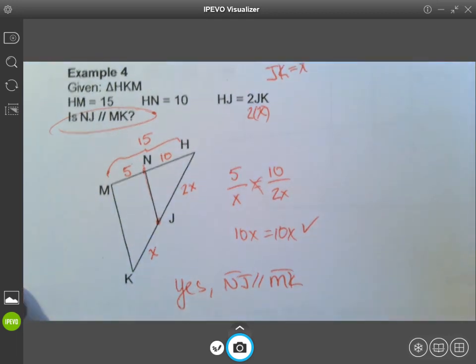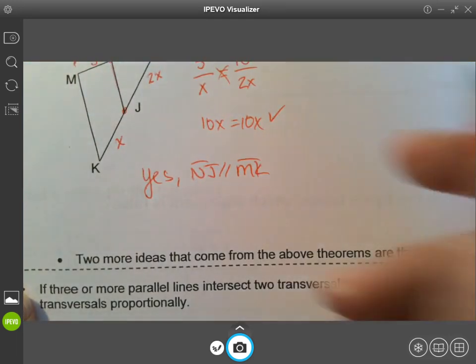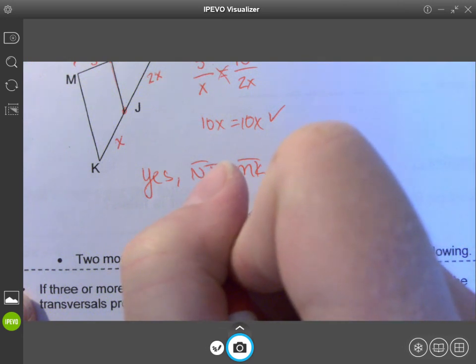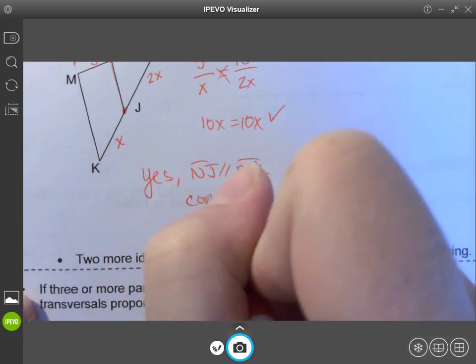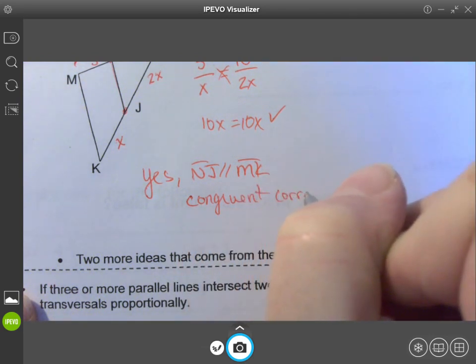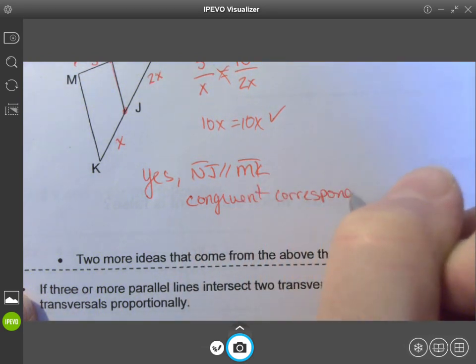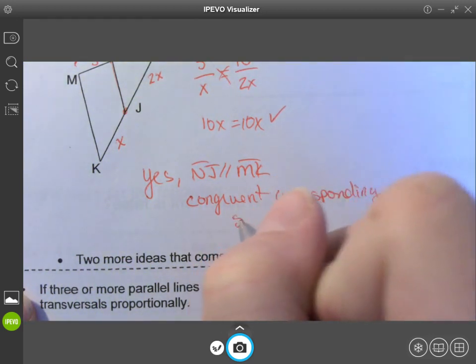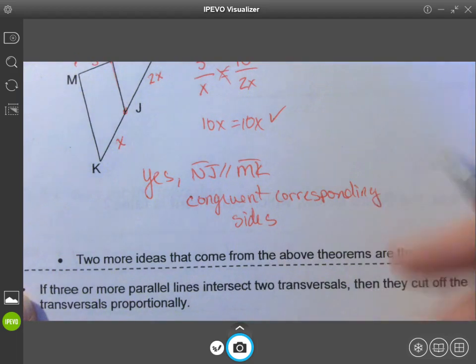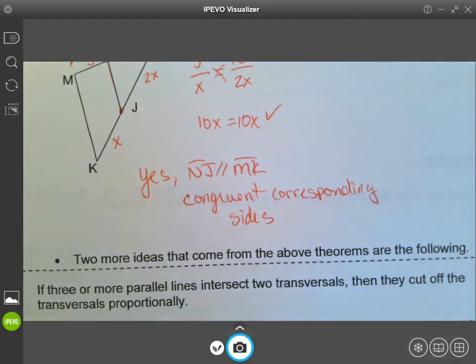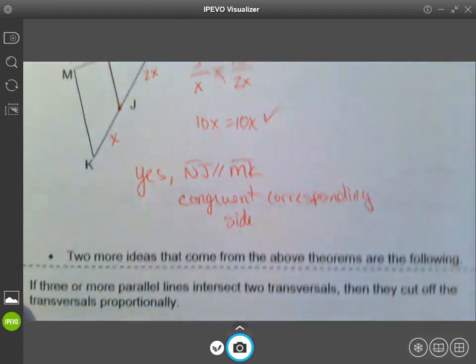Why are they parallel? Proportionate corresponding sides. Side proportions, I guess I should say that. A little bit of a struggle.